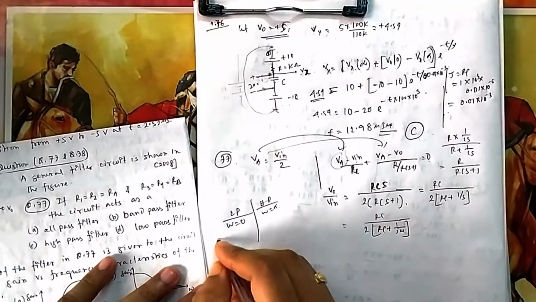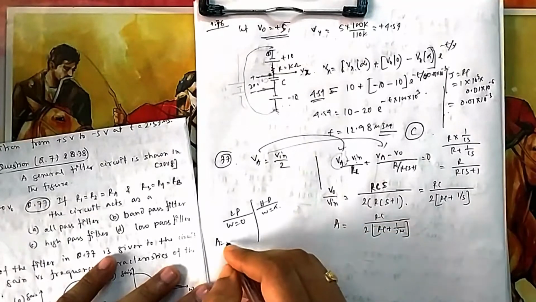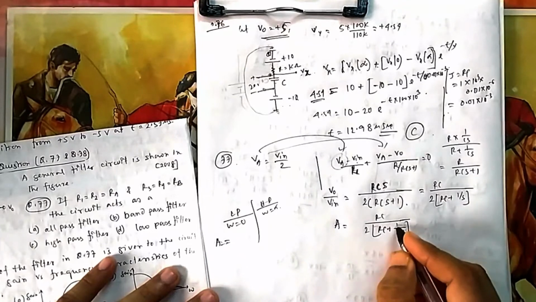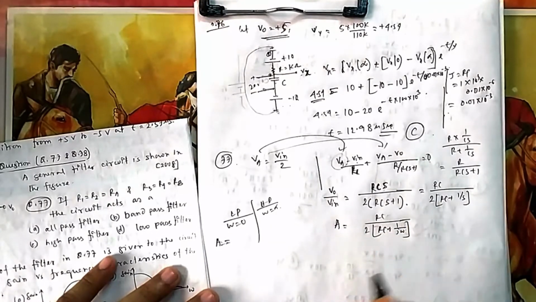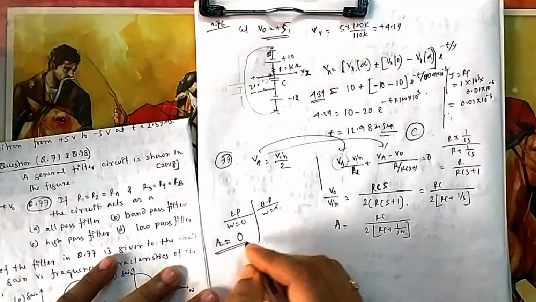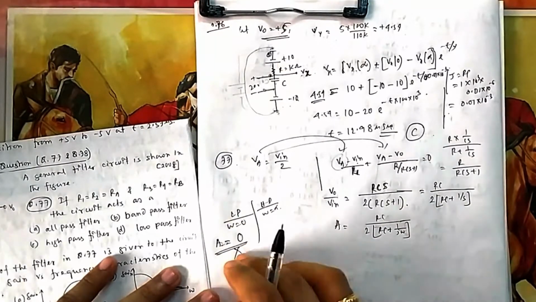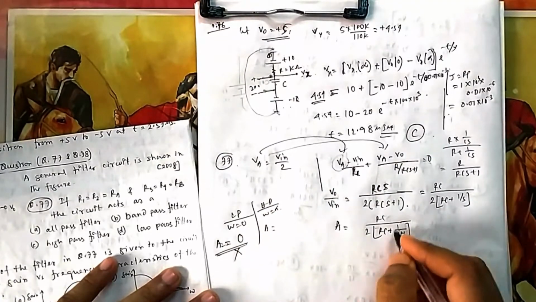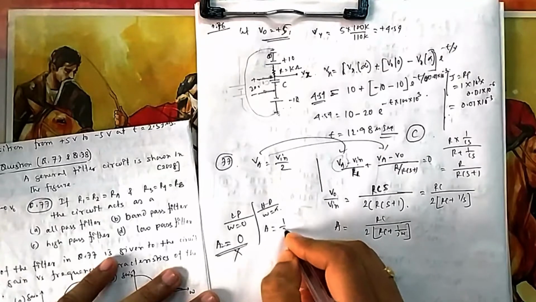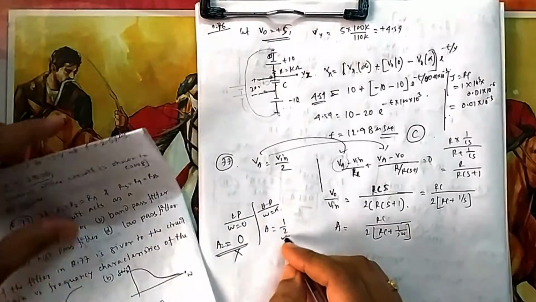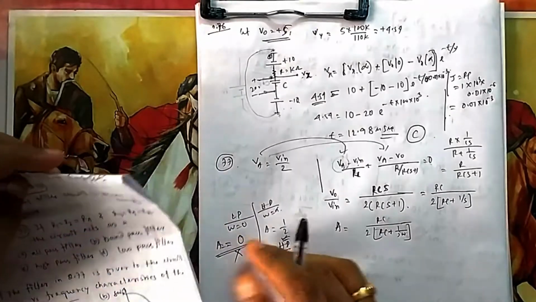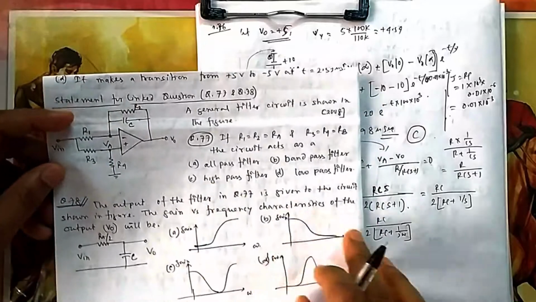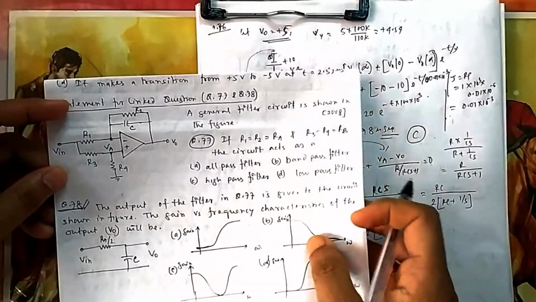For low pass, what is the gain? The gain V0 by Vin is A. What will be the gain? If you put omega equal to 0, then this becomes infinity. Something divided by infinity is 0. So gain is 0, meaning no output. So it is not a low pass. In case of low frequency, you are not getting any output. But if omega is infinity, then this term is 0 and you are getting some gain. So some output is there. So it is obviously a high pass filter. It is not a low pass, it is a high pass filter. That is C.